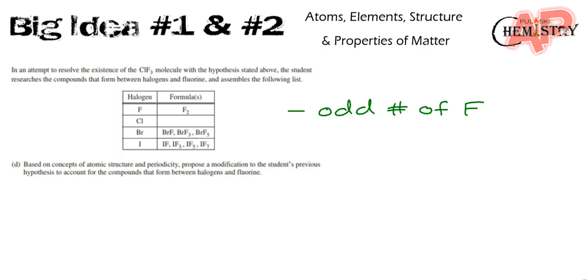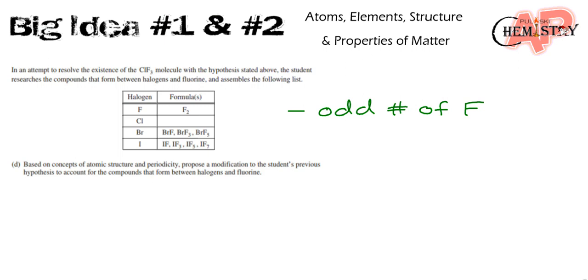What happens to the number of possibilities? I'm just making literal observations that I'm noticing. Aren't I gaining a possibility for a formula every single time? So I'm gaining those based on what? What's happening? This is the periodicity part. What's happening to my halogens? They are getting bigger. So as the halogen gets bigger, I gain more possibilities, or I gain another formula.